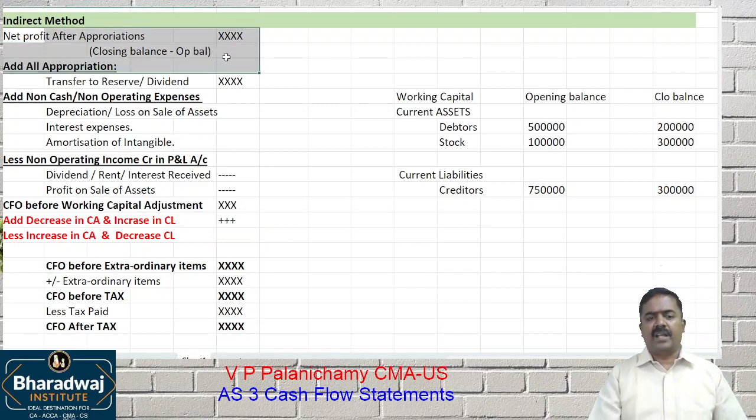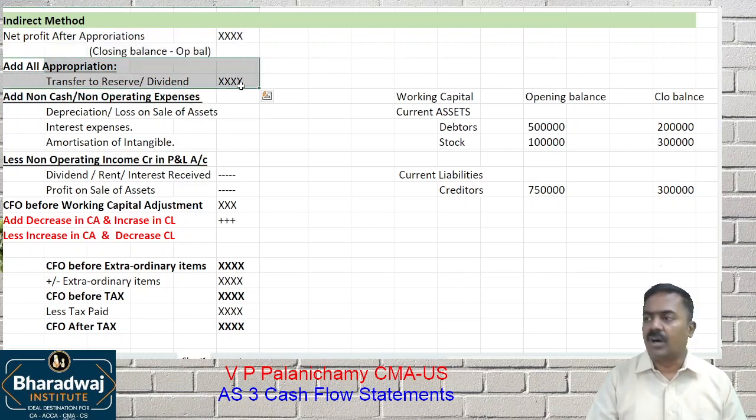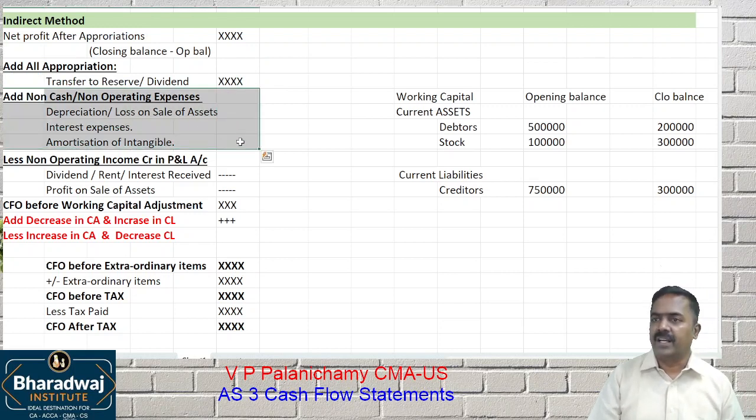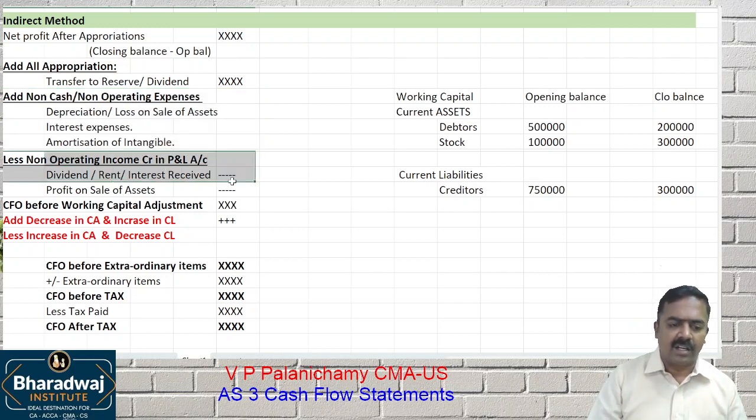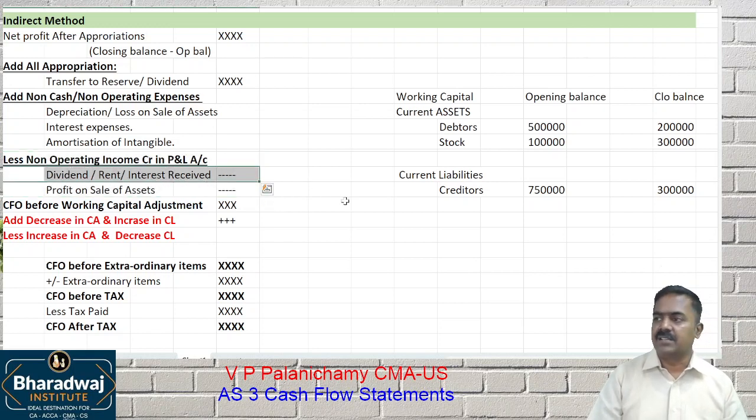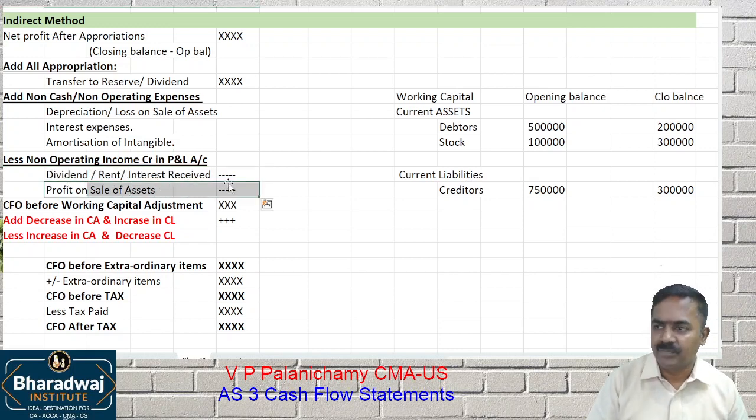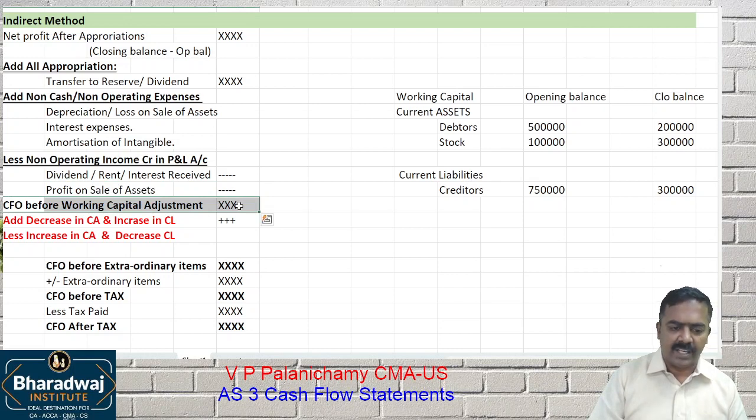Once again, I repeat. Take the net profit after appropriation. Add back all the appropriation because they are not connected to our operating activity. Add back non-cash, non-operating items. Why? Because we want cash flow. Eliminate all the non-operating incomes, incomes not connected to our main business activity. Sir, dividend, rent, interest received. I am running a textile business. In what way is the dividend connected with my operating activity? What is my operating activity? Manufacturing and selling, buying and selling garments. Dividend received, interest received: is it my operating income? So eliminated. Profit on sale of assets: is it my operating income? No, eliminated. So CFO before working capital adjustment.